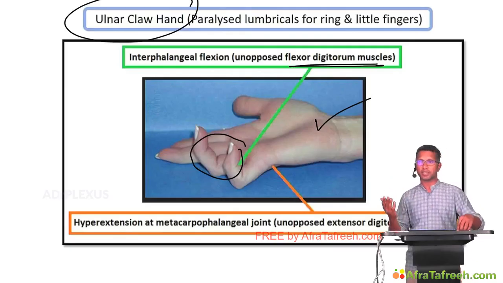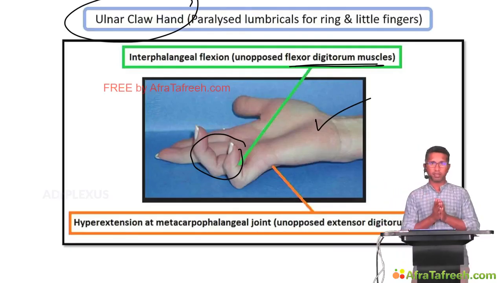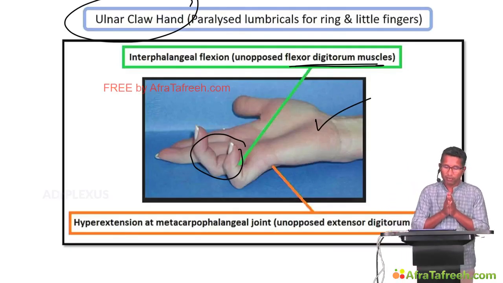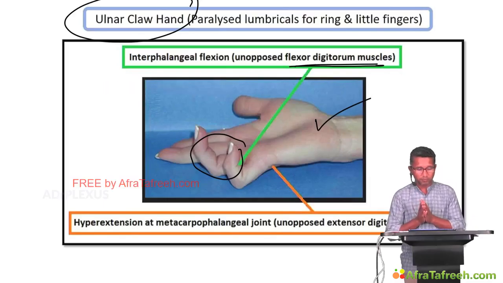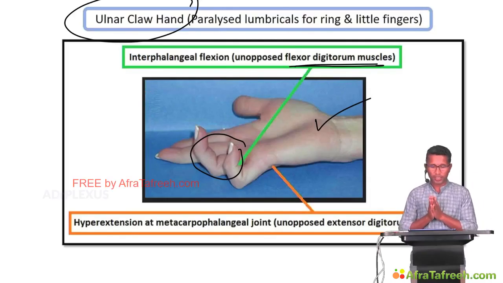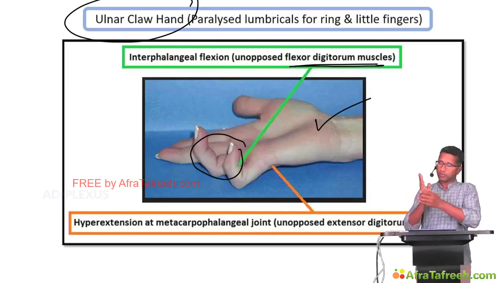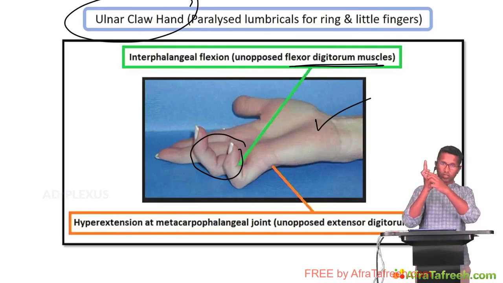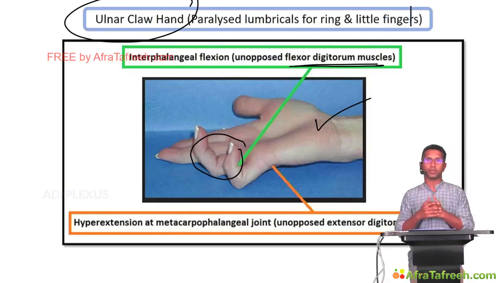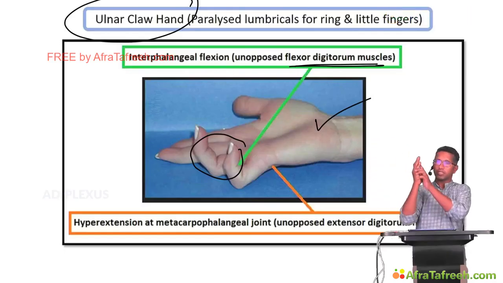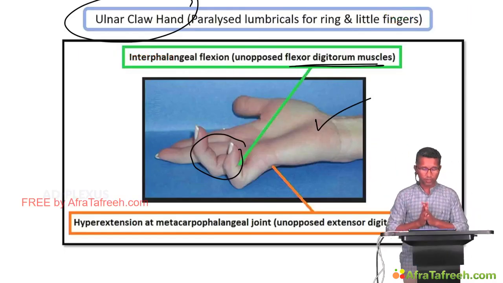The medial half of flexor digitorum profundus is supplied by? Yes guys, you all know the answer: it is the ulnar nerve. What is the function of flexor digitorum profundus? To cause flexion of the distal interphalangeal joint. So when there is a claw hand, the flexion is caused by the unopposed flexor digitorum muscles. Now when the ulnar nerve is injured above the elbow, this flexor digitorum profundus will not work.